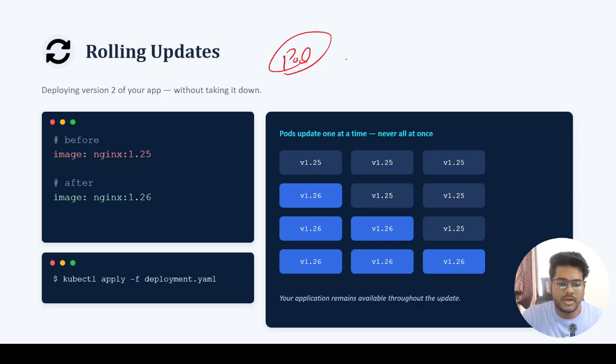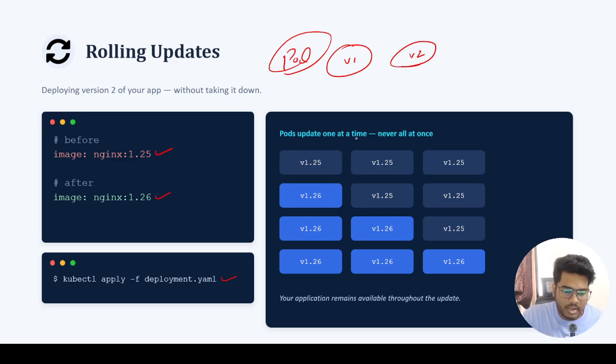Okay, so update means, for example, previously it was running on some version 1, like the version 1 image, and now you want to use the version 2 image. So obviously you need to do an update, right? Same thing here: before, the image was running on 1.25, now you want to run on 1.26, then you will just do apply.